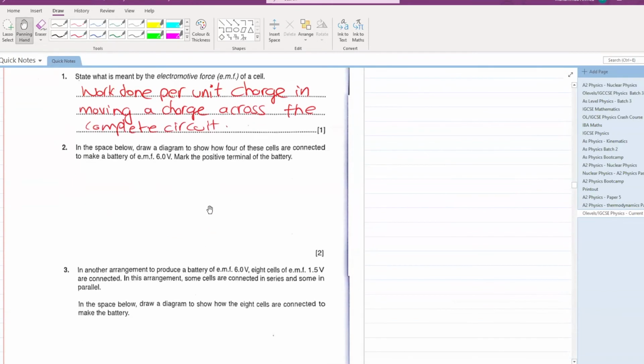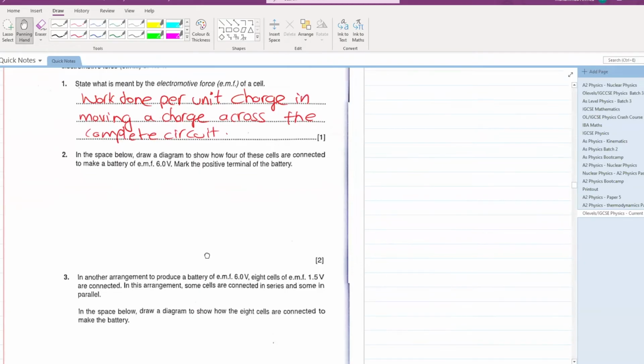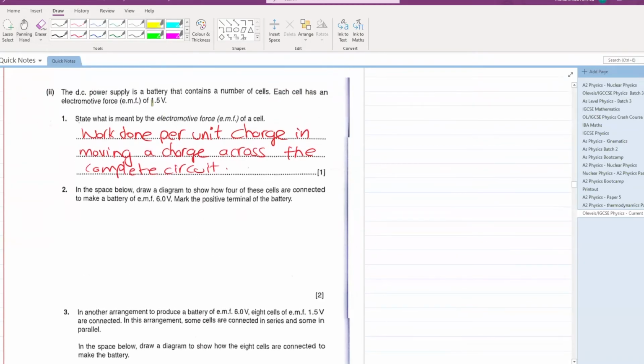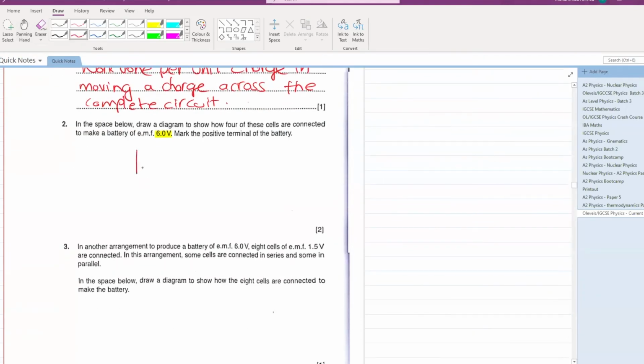In the space below, draw a diagram to show how four of these cells are connected to make a battery of 6 volts. Mark the positive terminal of each battery. Each cell has 1.5 volts. You have to make 6 volts. What will you do? You will connect all of them in series like this. This is the positive, positive, positive, positive terminal. Also, you can write it here 1.5 volts, 1.5 volts, 1.5 volts, 1.5 volts, just to be safe. And connect them with a wire like this. Yep. This is your battery of 6 volts.